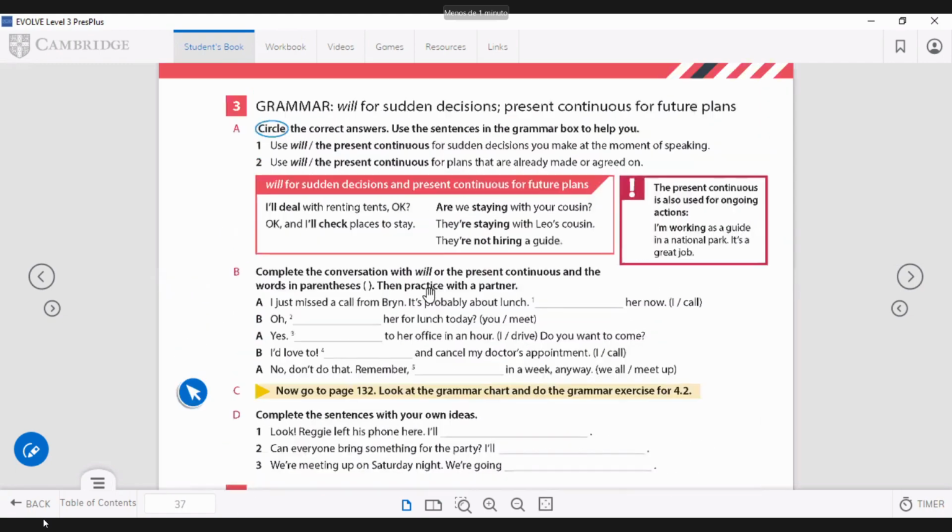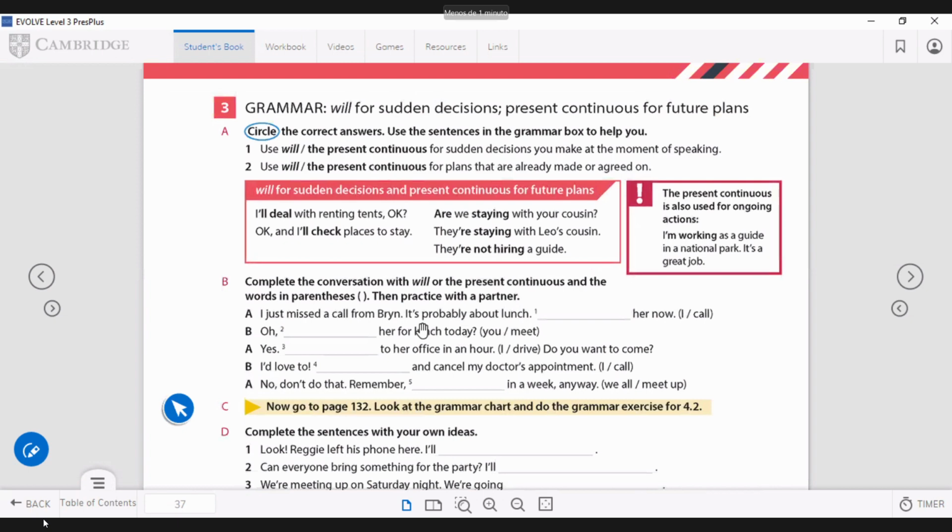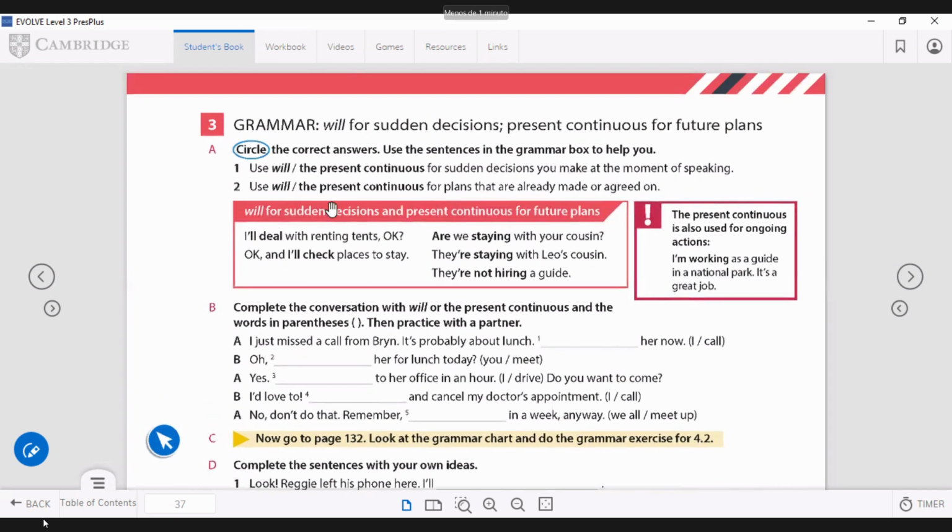Okay, so we are going to check only 3 exercises from here. Exercise number 3, grammar. Will for sudden decisions. Sudden is spontaneous. Will for sudden decisions, and the present continuous for future plans. Well, it refers to the explanation before.